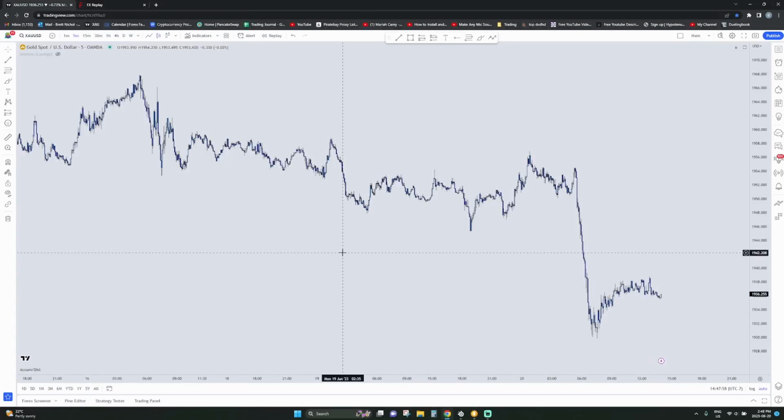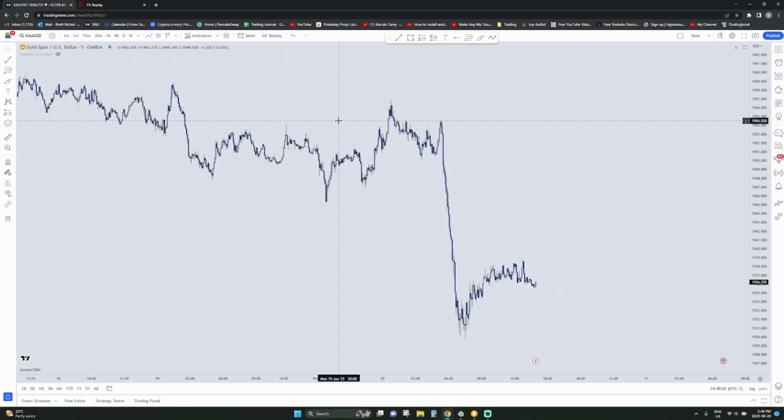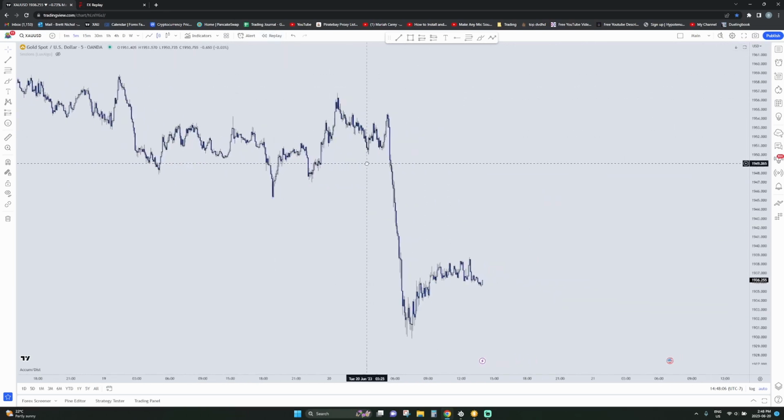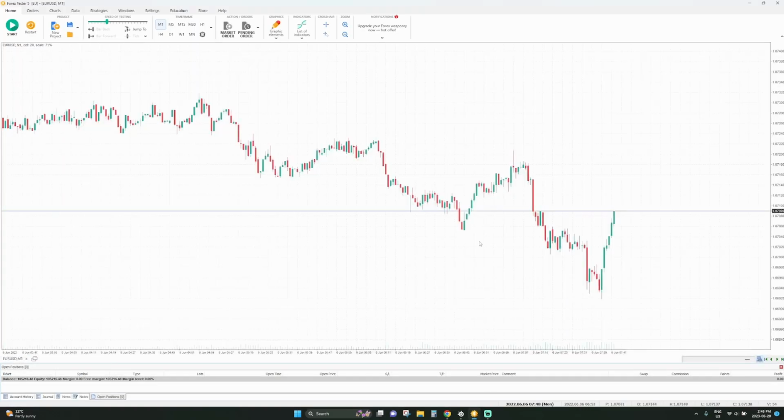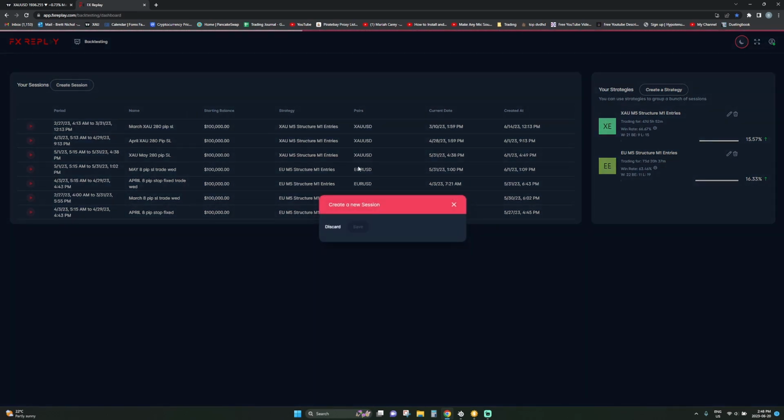All right, so we're gonna do some backtesting here. I used to do backtesting on TradingView, but since I'm trading on the 1 minute, you don't really have that much data. I also had Forex Tester 5, which is pretty good for testing, but it's a bit clunky, but I've been liking FX Replay. So yeah, let's just open up a session here.